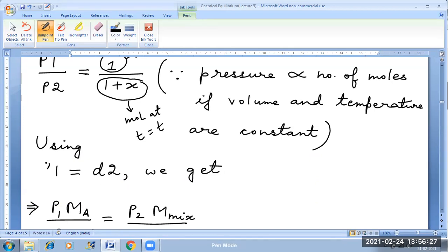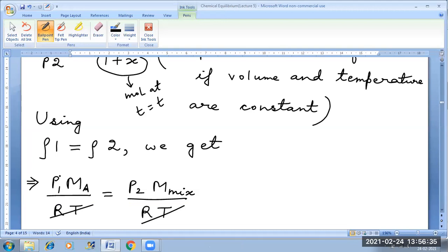And we know that density is same, so density remains constant. And hence we can put the formula of density. PM by RT is the formula of density of an ideal gas. P1 is the initial pressure, P2 is the pressure at equilibrium. So I'll obtain this, R and T will get cancelled. Density is equal because mass remains constant and volume is also fixed because the container is closed.